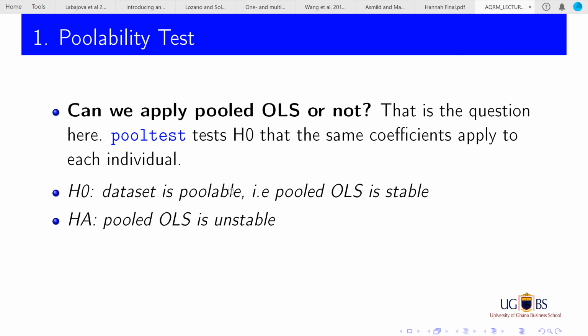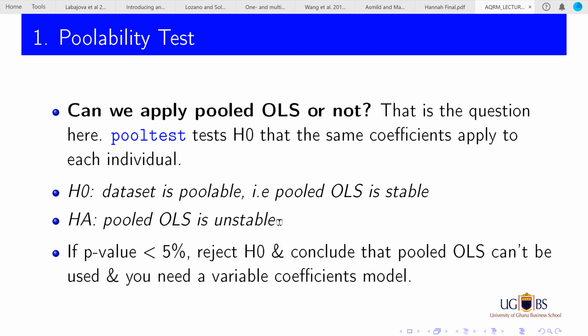The alternative hypothesis says that the data is not poolable. In other words, don't use pooled OLS. That's what the alternative hypothesis says. Okay. If the p-value is less than 5%, we always reject the null hypothesis. When you are rejecting the null hypothesis, what you are saying is that you should not use pooled OLS. So you conclude that pooled OLS cannot be used, and you need another model, which is one of the fixed effect, random, or any of the variable coefficient models.